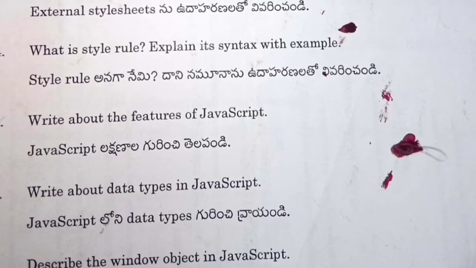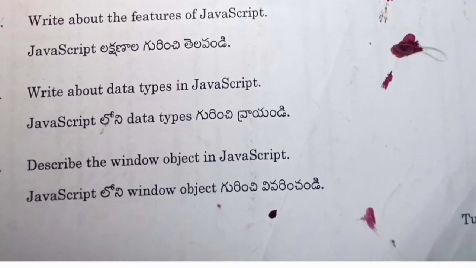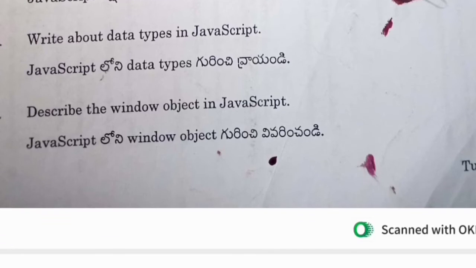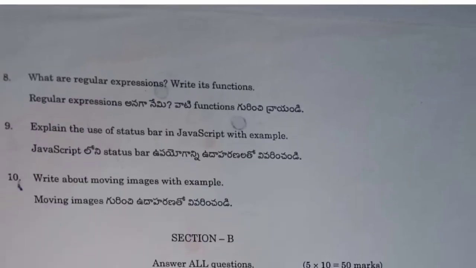Next, fifth one, write about the features of JavaScript. Next, write about data types in JavaScript. Next, seventh one, describe the window object in JavaScript. So here the eighth question is, what are regular expressions? Write its functions. So all the regular expressions and its functions.